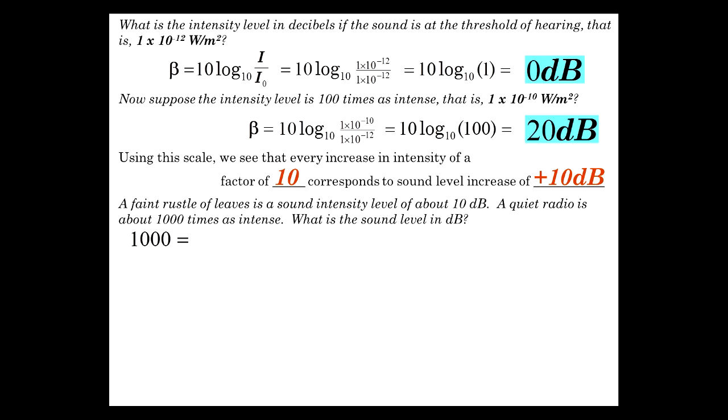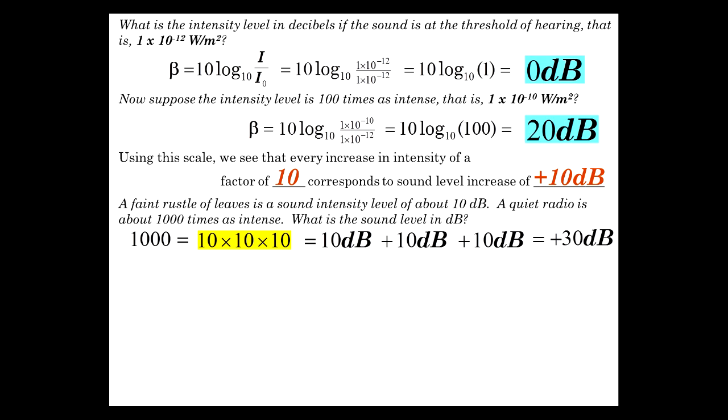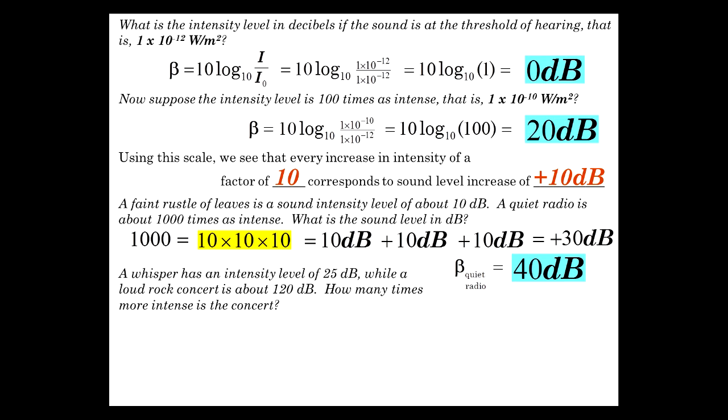So it's 1,000 times more intense. The nice thing about that nice even power of 10 is 1,000 equals 10 times 10 times 10. And every time you increase the intensity by a factor of 10, it corresponds to an increase of 10 decibels. So 10 times 10 times 10 corresponds to 10 decibels plus 10 decibels plus 10 decibels, and that, of course, is equal to 30 decibels. So that's how much more sound level we have. If we started out with 10 dB and we raise it by 30, the loudness of the quiet radio is 40 decibels. Yay! A little confusing?